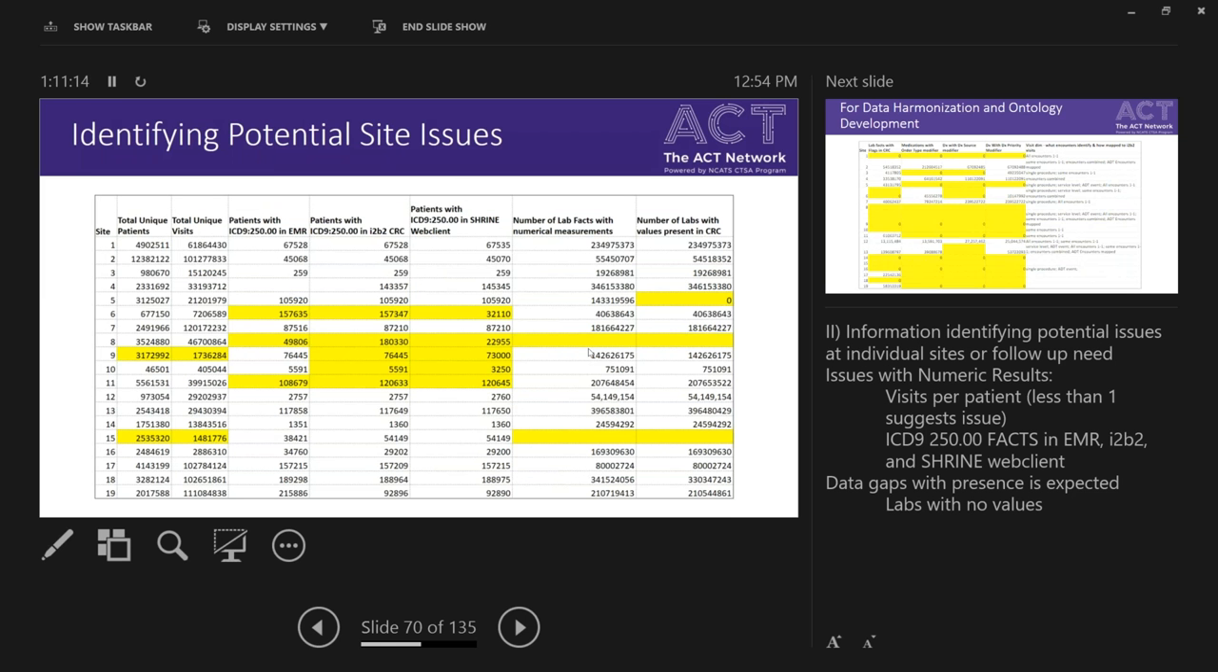Philip also did a lot of work to use the information to help people debug their site. He went through and put the spreadsheet together, and you can see right here, this person had 157,000 people with diabetes in their EMR, pretty much the same in their IQB2, but then they dropped all the way down to 32,000 in their Shrine. So Philip worked with some of the sites to try to help them debug what's going on with their data. So it's also to help you at a technical level.